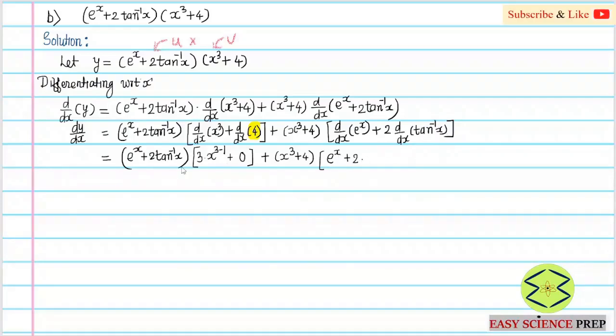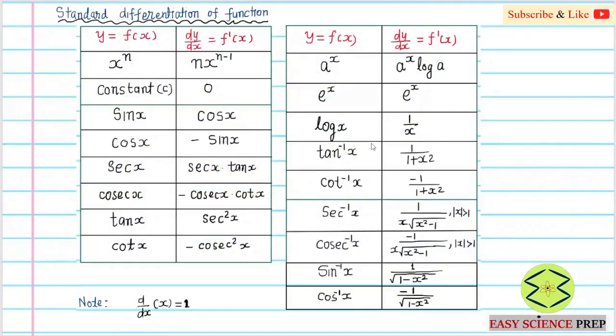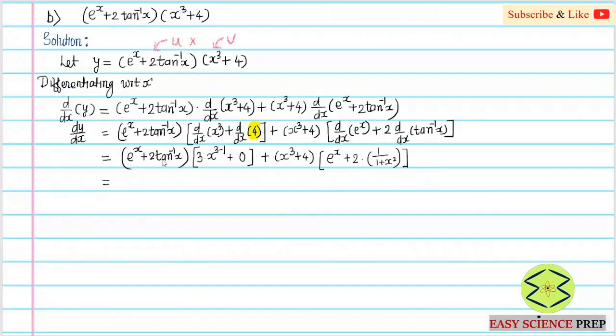Now the derivative of tan inverse of x, let me show you the table again: it is 1 over 1 plus x square. So this will be as it is, with no further change. This will be 3 times x square times x cube plus 4, and here you will have e raised to x plus 2 divided by 1 plus x square. Now this is the derivative of the function. We can multiply these two terms together, but there is no valuable outcome from it, so there is no need to simplify unnecessarily. So this is your final answer.